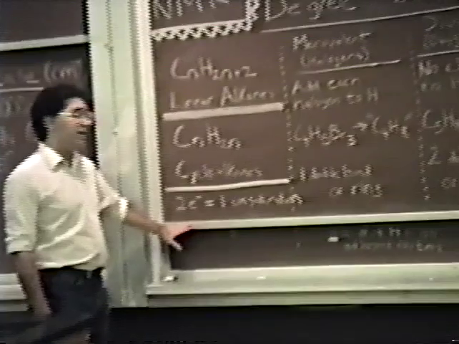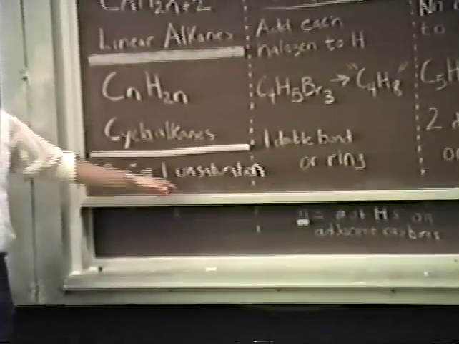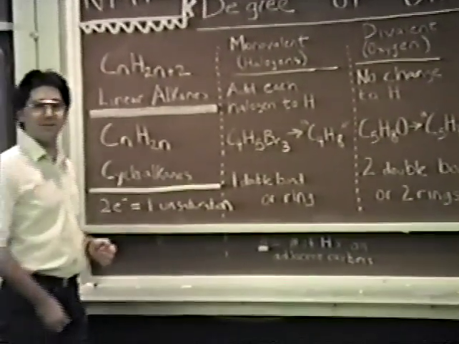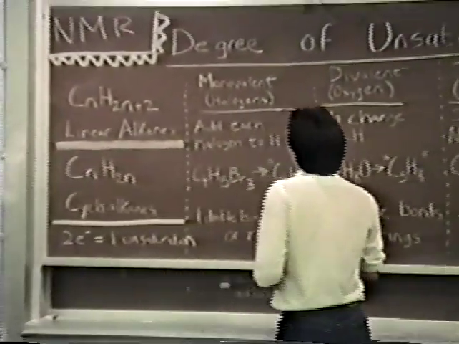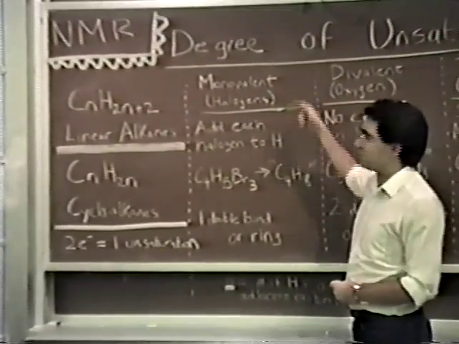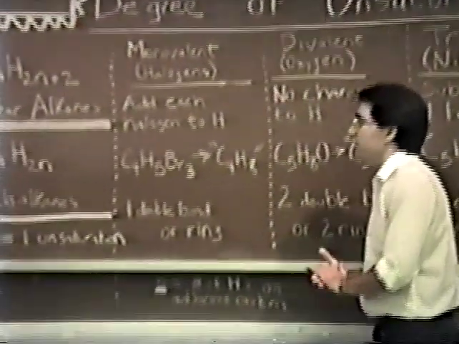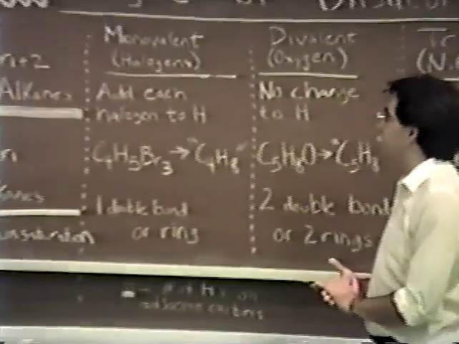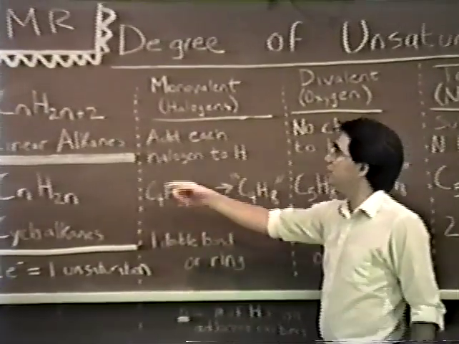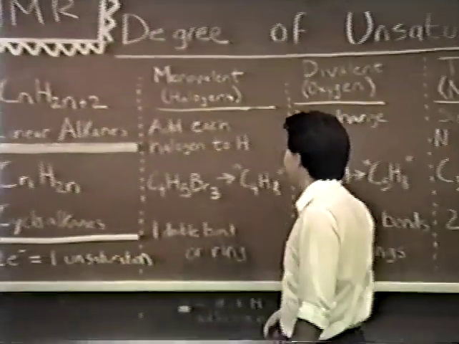And another thing to keep in mind is that 2 electrons equals 1 bond or 1 saturation, as you'll see here in just a moment. Monovalent halogens. We're going to look at this one first. Halogens are monovalent, and we're going to add each halogen to H, hydrogen, which is this part of the equation here.